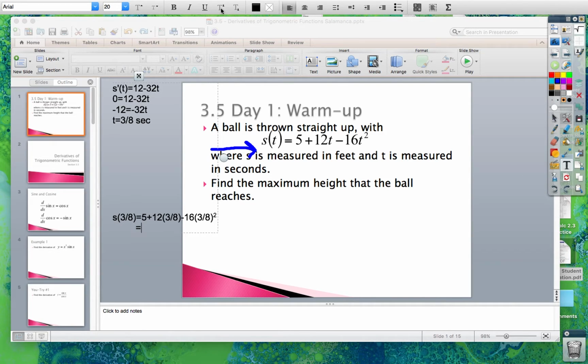So when we substitute that in, we get 5 plus 9 halves minus 16 times 9 64ths. And we simplify that all the way, we end up getting 29 fourths, or 7 1/4 feet. So the maximum height of this ball is 29 fourths feet, or 7 1/4 feet.